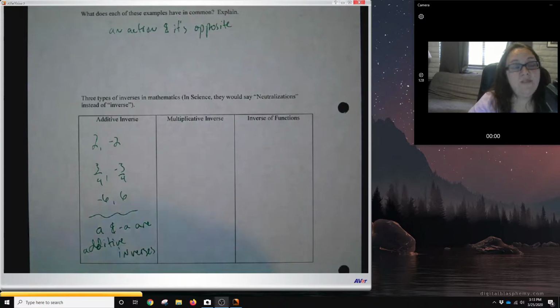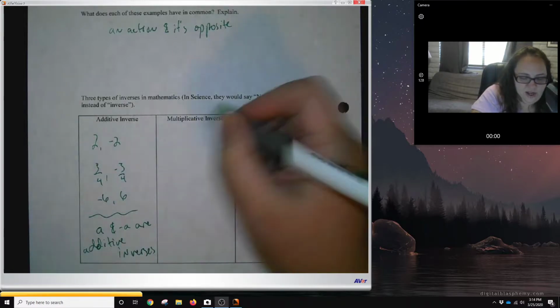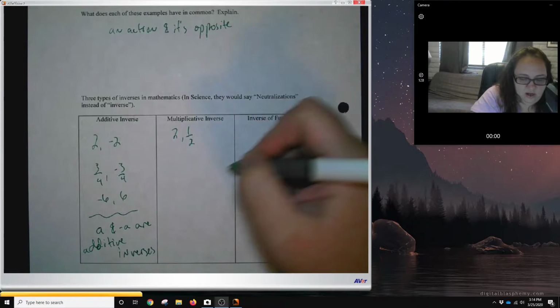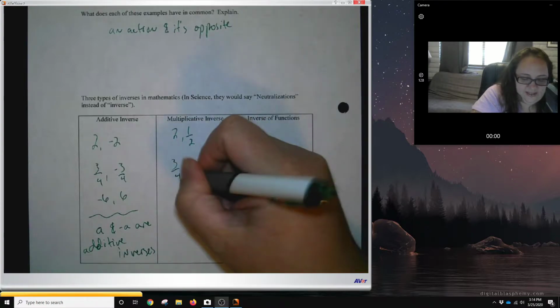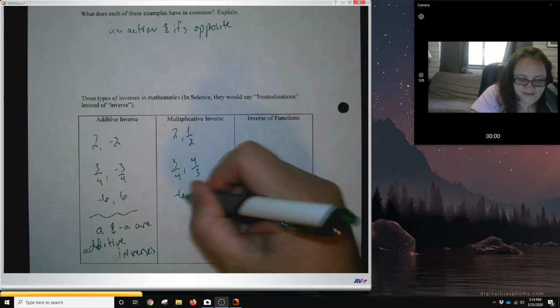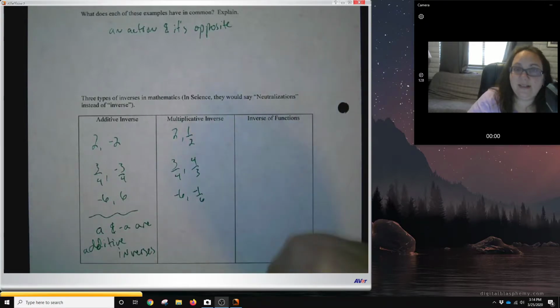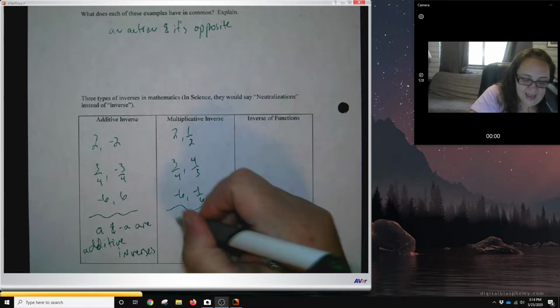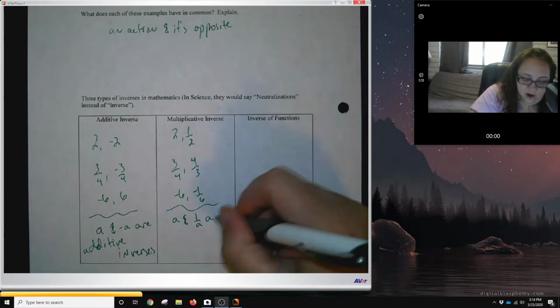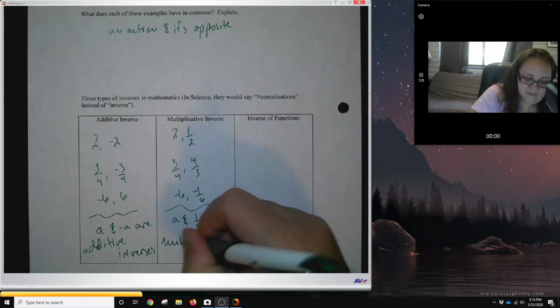And then multiplicative inverses are when we have two things that, when we multiply them, they undo one another. So this would be 2 and 1/2, or 3/4 and 4/3, or -6 and -1/6. So a and its reciprocal are multiplicative inverses.